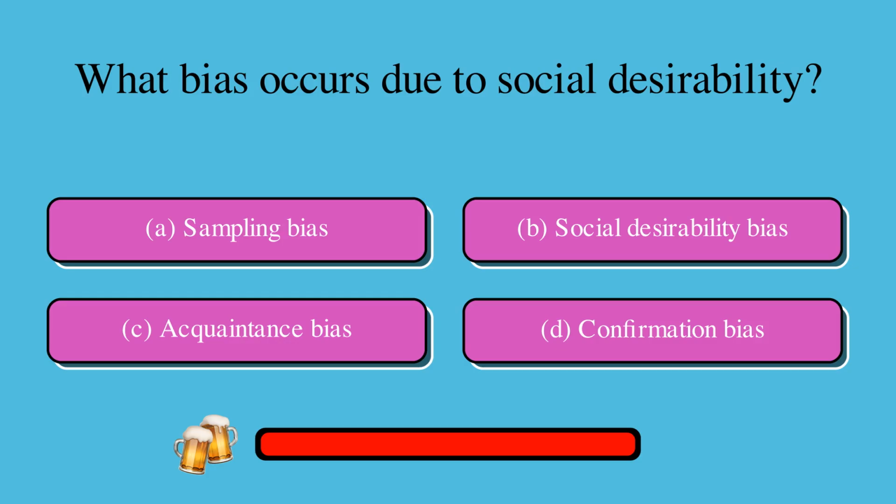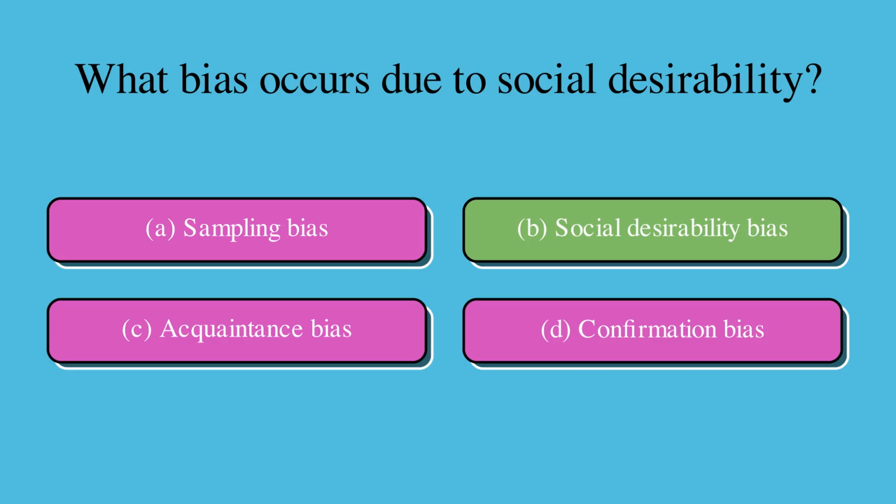What bias occurs due to social desirability? Is it A, sampling bias, B, social desirability bias, C, acquaintance bias, or D, confirmation bias? The correct answer is B, social desirability bias.